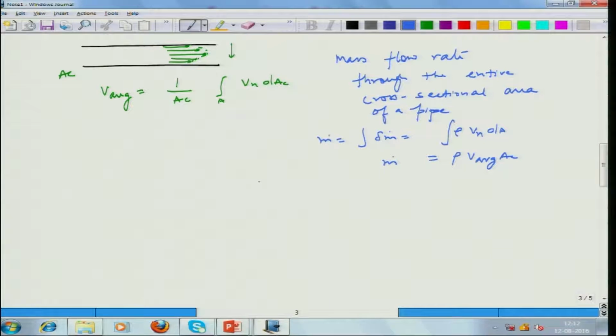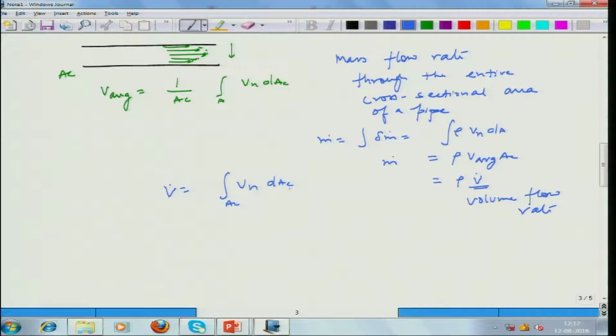You can also rewrite it in terms of the volume flow rate. This expression can be written as rho times V dot, where this is your volumetric flow rate, okay, where V dot is by definition the velocity multiplied by the differential area across the cross section.